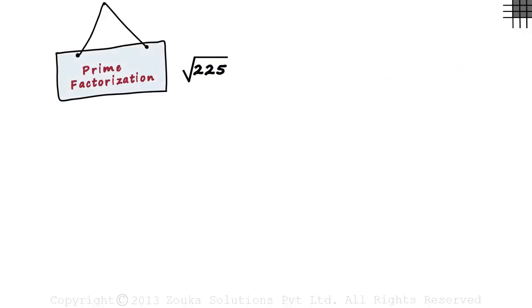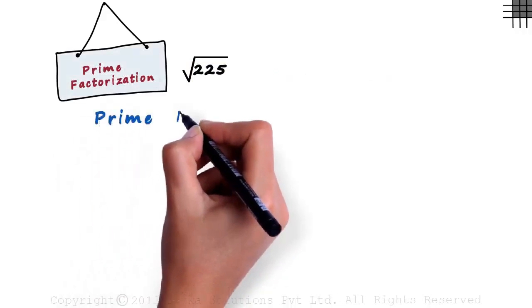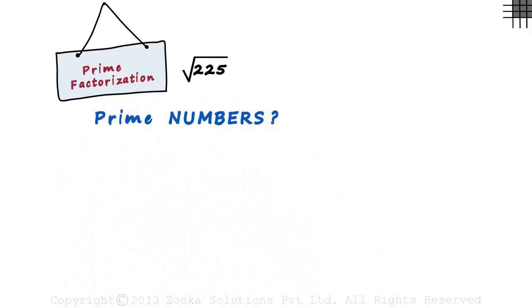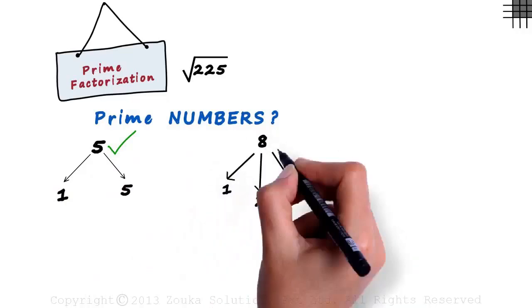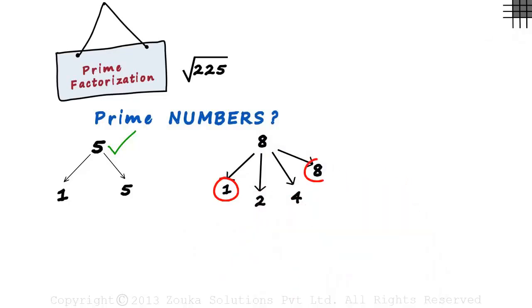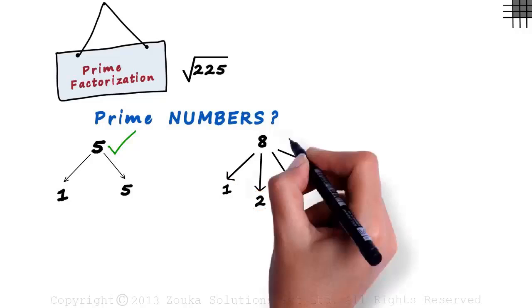Before we go ahead, let us revise what prime numbers are. A prime number is a number which is divisible only by itself and 1. Say 5. 5 is divisible by 1 and it's divisible by 5. There's no other number which can divide 5. 1 and itself. Hence, it's a prime number. Let's consider 8. 8 is divisible by 1, 2, 4 and 8. Apart from 1 and itself, it's also divisible by 2 and 4. Hence, it's not a prime number.